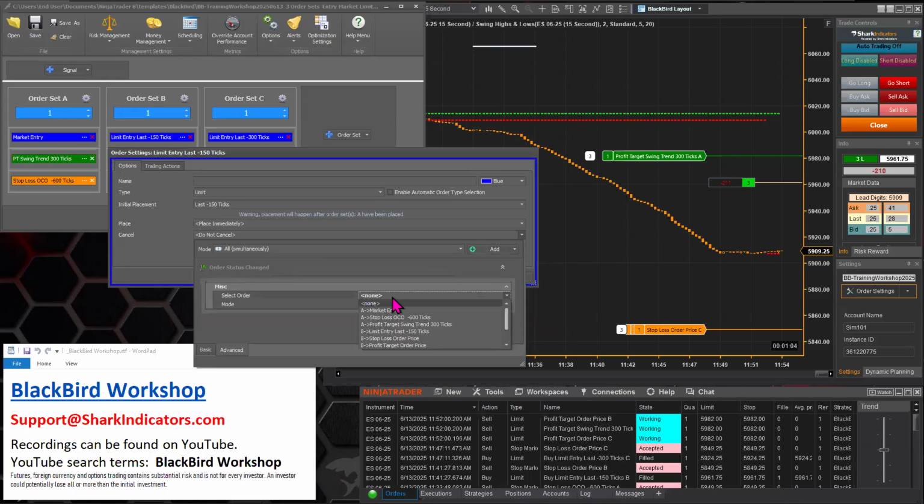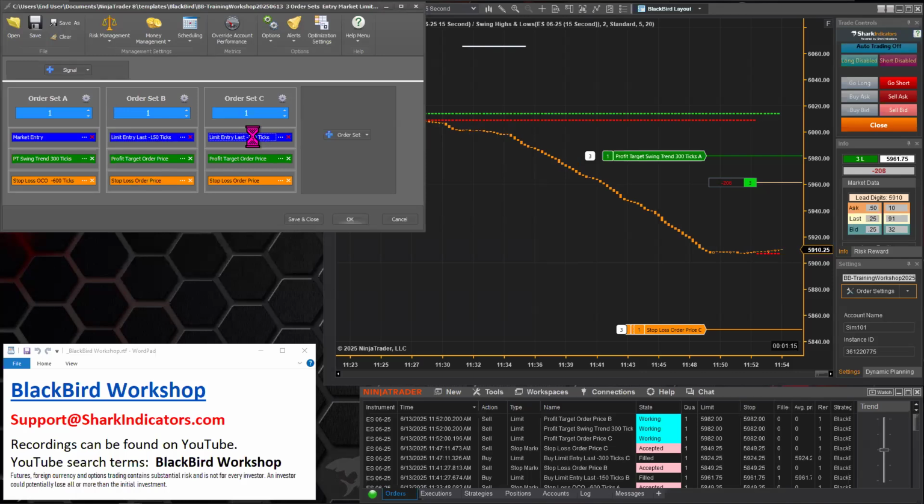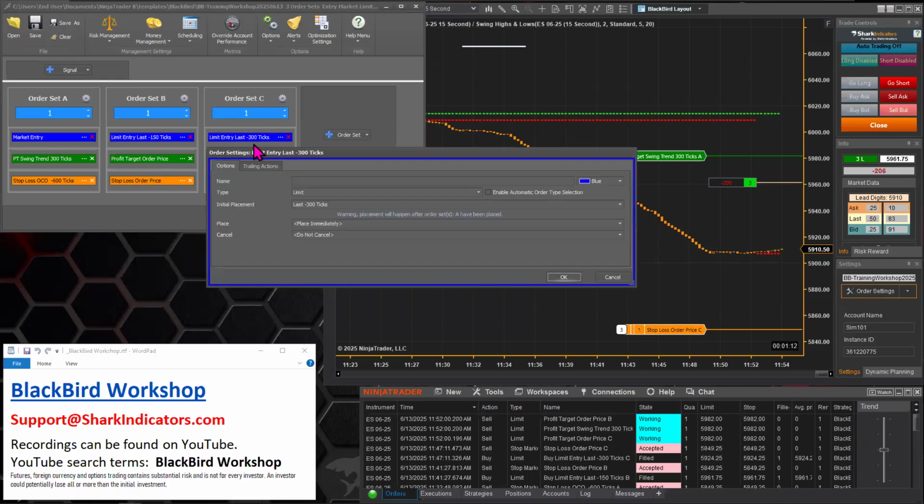Let's see here. So we want to know if the profit target for A is filled, right? Probably any filled, right? So if any of the contracts for profit target A are filled, then we're out of the trade here, right? And so that is our trigger to cancel this entry order, right? So there we go. Click OK, and we're going to do the same thing for our second entry order.